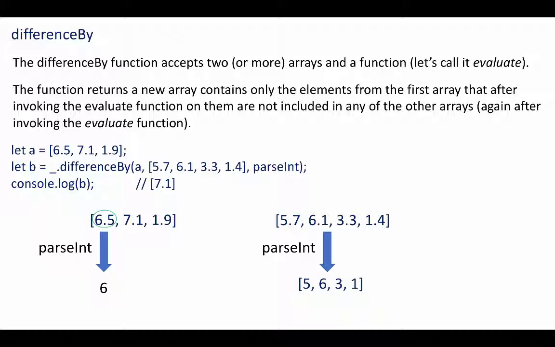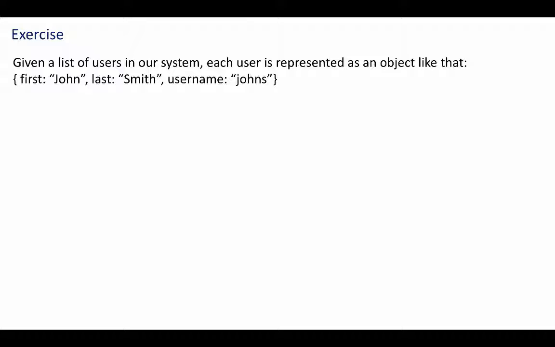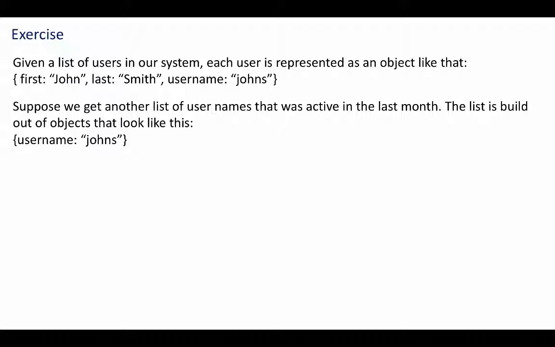So let's see a little exercise of using this function. Given a list of users in our system, each user is represented as an object like that. We have an object with three attributes. The first one is the first name, the second one is the last name, and the third one is the username. Now suppose we get another list of usernames that were active in the last month. The list is built out of objects that look like that. We have an object that has only one attribute, which is the username.